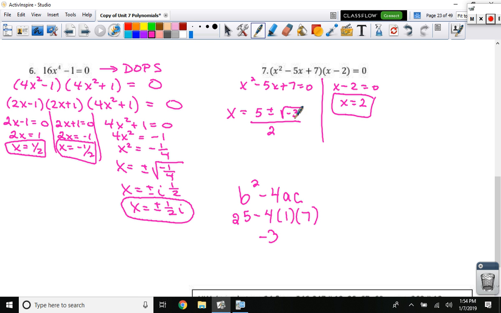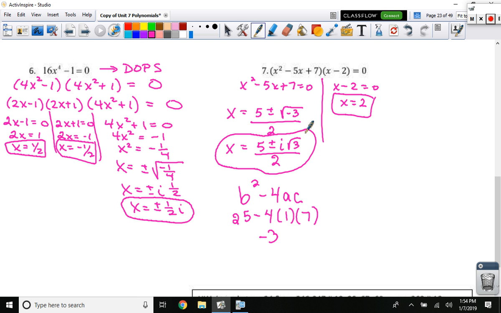Put it back in. What kind of solutions are we getting? 2 imaginary, 1 real, right? So x equals 5 plus or minus i radical 3, all over 2. Did they tell me it had to be in a plus bi form? No, then just leave it. You can move it around if you want to, but if you make a mistake, then you're losing a point for no reason.